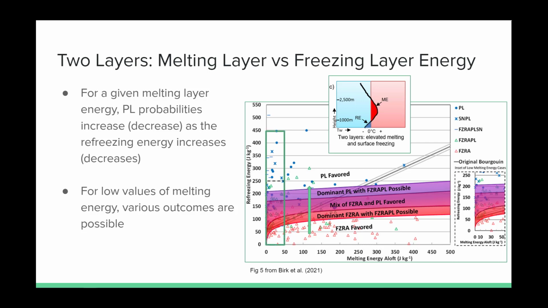For very low values of melting layer energy, highlighted by the green box, complete to various degrees of incomplete melting of the ice crystal occurs, which can refreeze to various precipitation types, and it's probably an environment best handled with a mixed forecast.